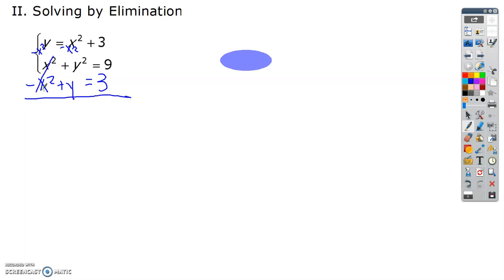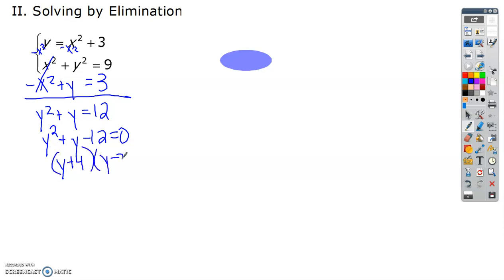Okay, what that means is I add these together, those cancel. These, you can't add them. You get y squared plus y, and it equals 12. So now I can do y squared plus y minus 12 equals 0. Y, I'm going to get a plus 4, a minus 3. So y is negative 4, y is 3.